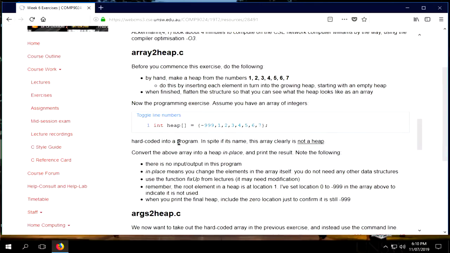So this program here just has hard-coded array called HEAP, which is not a heap because 1, 2, 3, 4, 5, 6, 7 cannot be a heap. Are we all happy with that? We do know that that cannot be a heap. If I ask you that in the final exam, is 1, 2, 3, 4, 5, 6, 7 a heap? You all say no, and you all get 1/2 of a mark or something. Can I assume that? Even if I change it to 1, 2, 3, 4, 5, 6, 7 and 8, you'll still give the answer no.